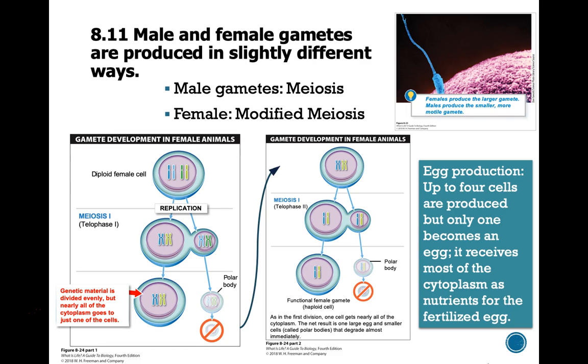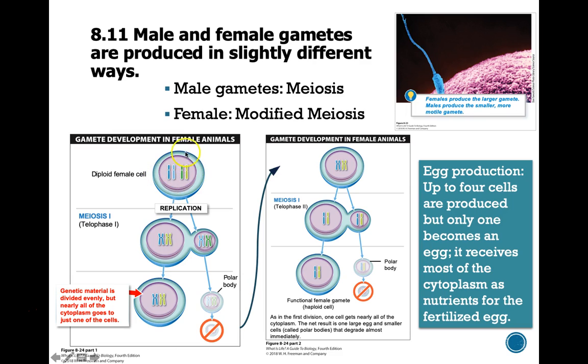So for every cell that's produced in an ovary, you would expect to get 4 eggs. But in reality, you actually only get 1. And the reason for this is that the egg needs a lot of nutrients, and the nutrients come from the cytoplasm. And so while the sperm is really small and motile, the egg is not. The egg contains a whole bunch of cytoplasm that's going to act as nutrients for the fertilized egg and then the growing organism. So the process of meiosis here actually occurs in the same way.